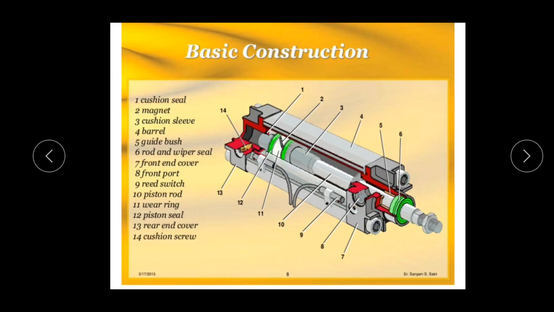As we can see, this portion in green color, indicated by number 6, is called the rod and wiper seal. This portion, indicated by number 7, is called, dear students, the front end cover. And this is a port, indicated by number 8, which is called the front port.